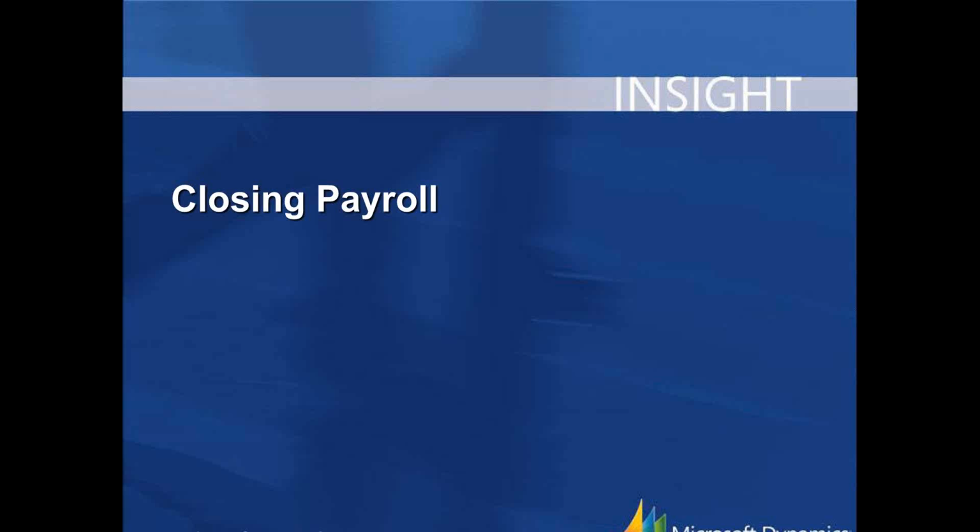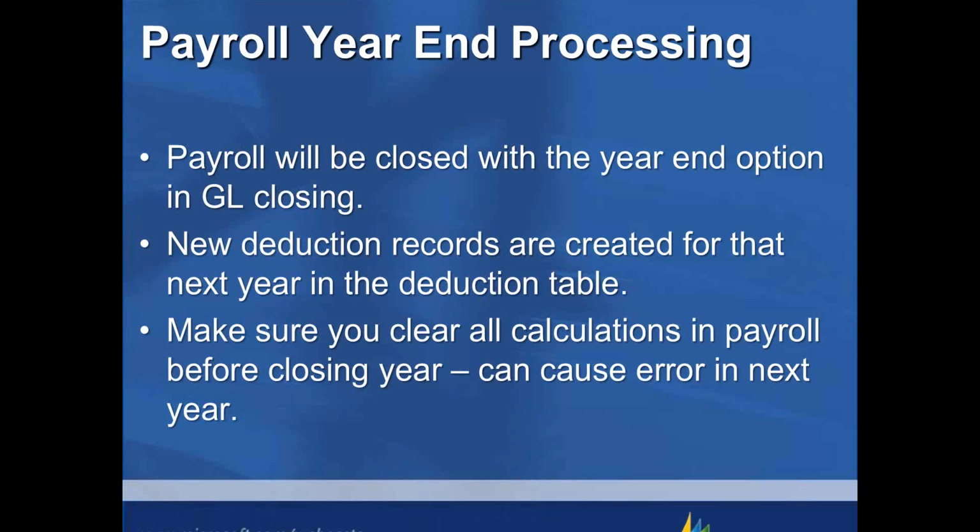Okay, let's drill in on payroll now. Payroll year-end processing. The payroll will be closed with the year-end option in general ledger, regardless of your fiscal year. New deduction records are created for the next year when you go through that process. So make sure you clear all calculations in payroll before closing the year. If you don't do that, it can cause an error in the following year.